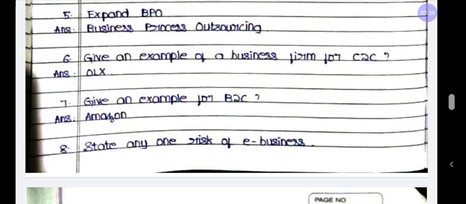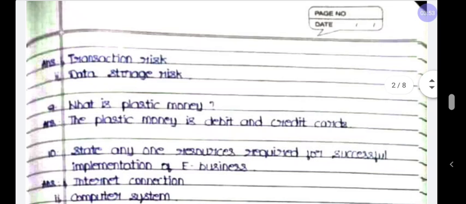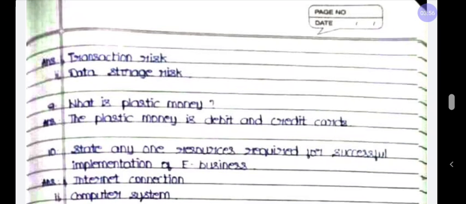Next, state any one risk of e-business. You already learned the risks of e-business, that is safety and security risk. We have 3 risks, and you can write any one. Here I have given transaction risk and data storage risk. Next, what is plastic money? Nowadays, the majority of people purchasing products through online or e-commerce websites pay the cost with the help of plastic money. Plastic money means a debit or credit card.